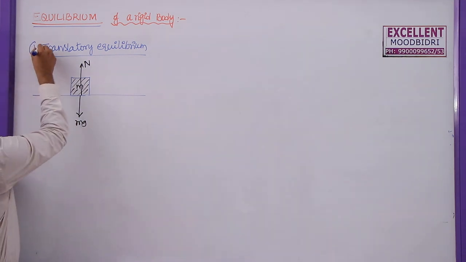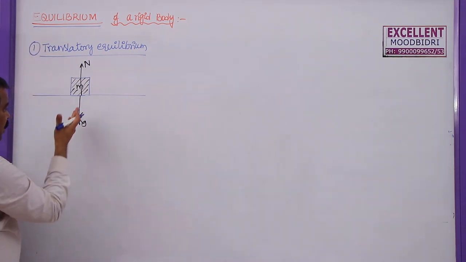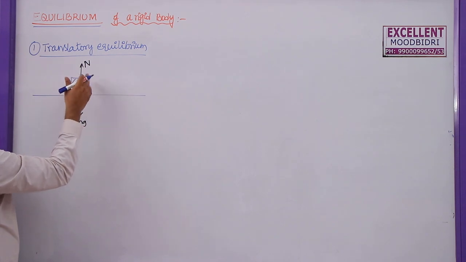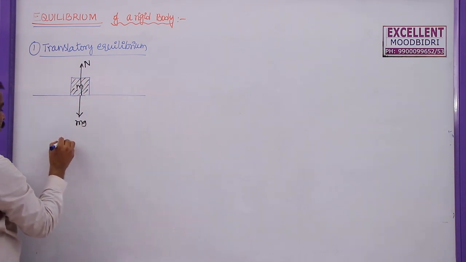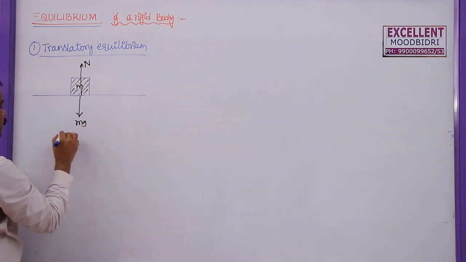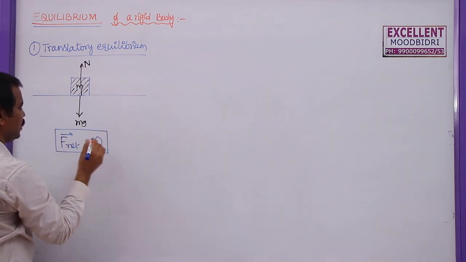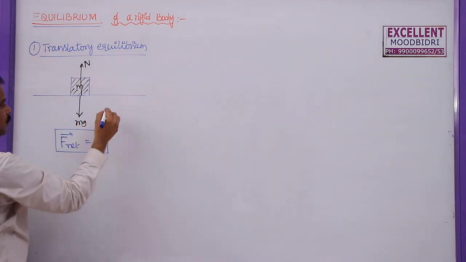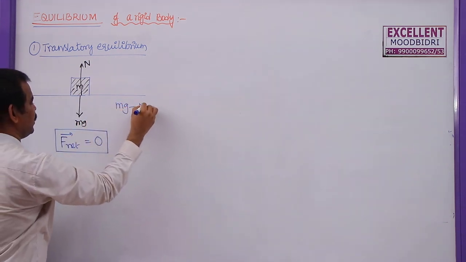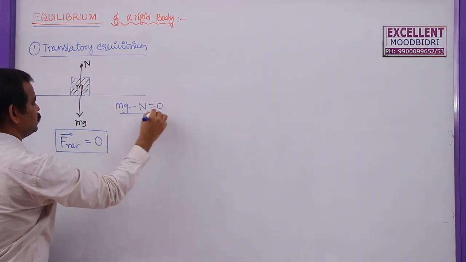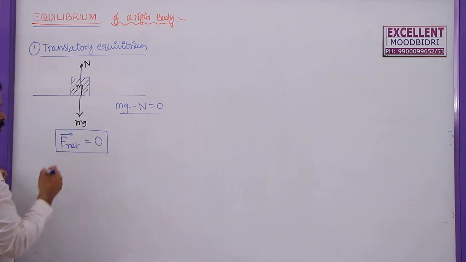Here the first one is translatory equilibrium. Now, what are the net forces acting on or experienced by this body? The net force experienced by this body is equal to 0, because the sum of these two will be 0, that is mg minus N will be 0. So, mg is equal to N, net force will be 0.